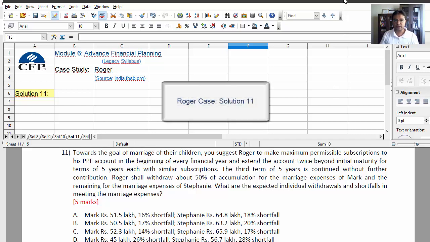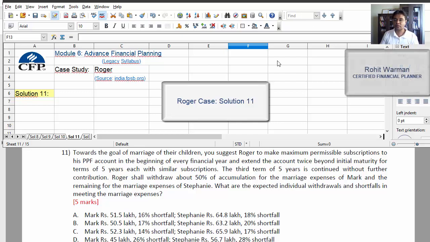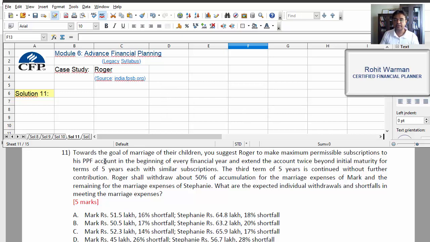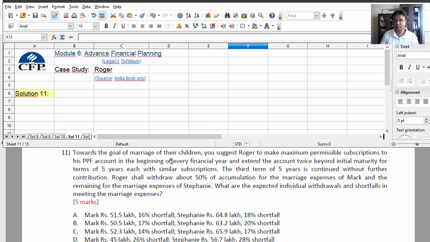Hi, next question is question 11 from Roger case study. Now on the screen you can see the data, and the first line talks about the goal, and the goal is the marriage goal of the children, and this has to be achieved using the PPF. So we need certain data to solve it.